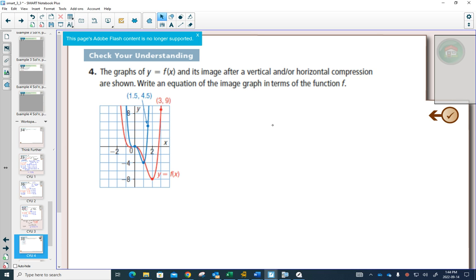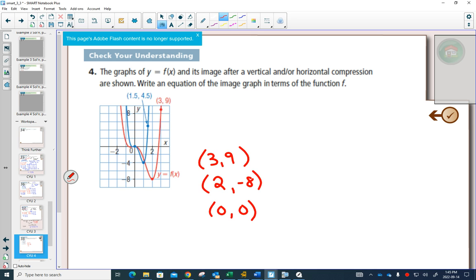So if we were working backwards and we were using the same techniques that we've used so far, what do we know? Well, we had taken our original points. So we have an original point on the red graph of 3, 9, and we have another original point on the red graph at 2, negative 8, and another one at 0, 0. And those graphs got changed to the blue one.